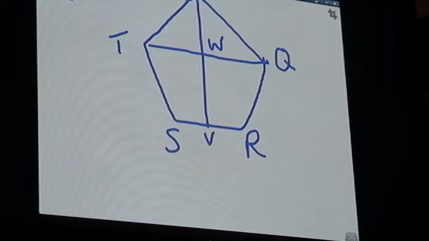On page 308, it tells you that you are to prove that you've got that SV is congruent to VR and that this is a regular polygon. So you're to prove that PV is the perpendicular bisector of TQ.